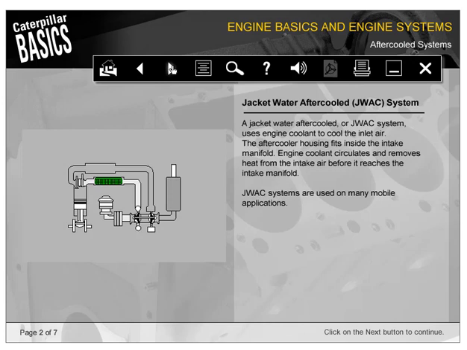A jacket water aftercooled system uses engine coolant to cool the inlet air. The aftercooler housing fits inside the intake manifold. Engine coolant circulates and removes heat from the intake air before it reaches the intake manifold. Jacket water aftercooled systems are used on many mobile applications.